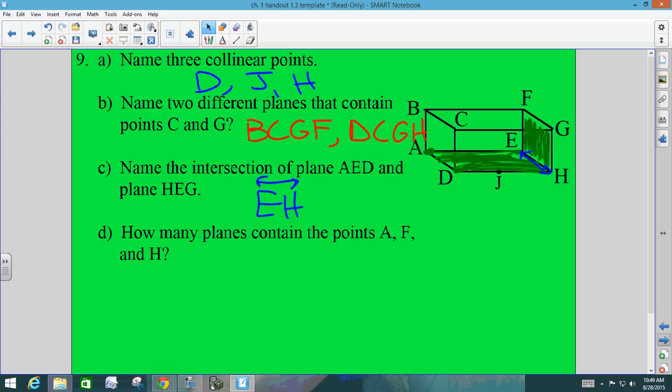All right, last one here, D. How many planes contain points A, F, and H? Here's A, way down here. Grady, F is that top one, and H is down in the bottom corner. We have to figure out how many planes, how many flat surfaces contain those 3 points.